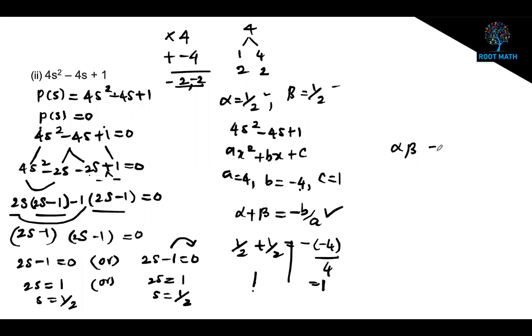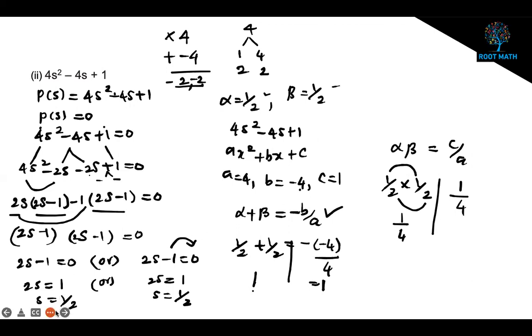Next, what is alpha beta? It should be equal to c by a. Alpha and beta is half multiplied by half. Half multiplied by half is 1 over 4. Fraction multiplication. 1 times 1 is 1, 2 times 2 is 4. c by a, c is 1 and a value is 4. You can see here alpha beta equal to c by a also verified.